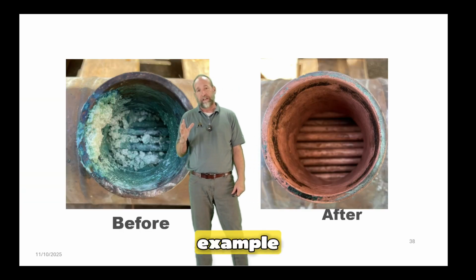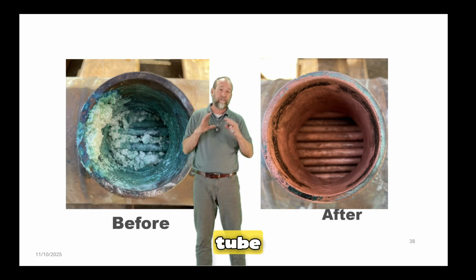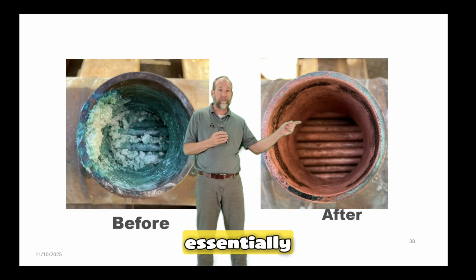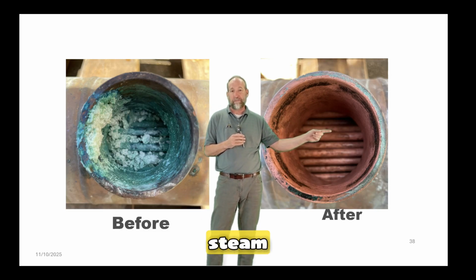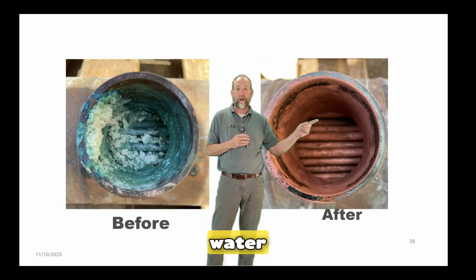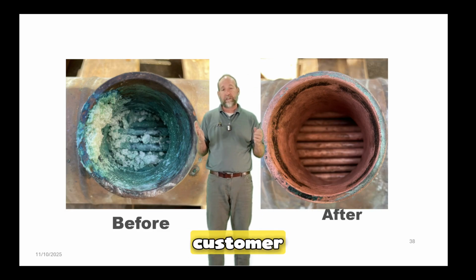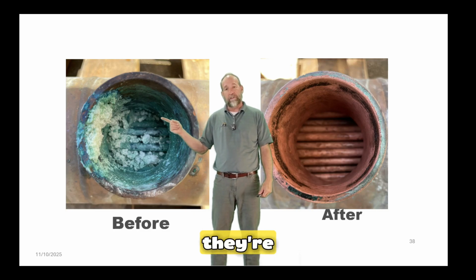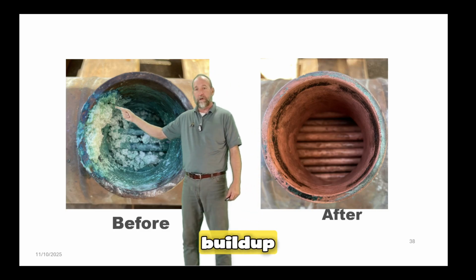Okay, here's another great example. Okay, this customer had shell and tube heat exchangers, hot water heater shell and tube heat exchangers, where essentially what you've got is steam inside of the tubes and domestic water on the shell side. This particular customer had a whole bank of these water heaters, and essentially their water is so hard that they're building up this lime scale buildup, which you can see here.